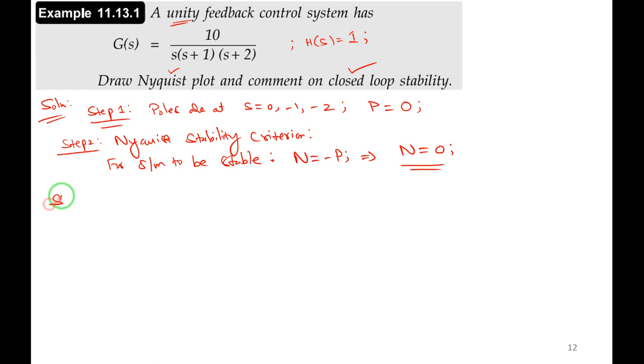The next step, step 3, what to do? Select the Nyquist path. So how to select the Nyquist path? Observe the poles here. At 0, yes, there is one pole lying at the origin. The remaining minus 1, minus 2 are in the left half of the S plane, don't worry. But there is only one pole lying at the origin, so I have to bypass this. So we have to choose the Nyquist path. I will draw the Nyquist path here, observe.